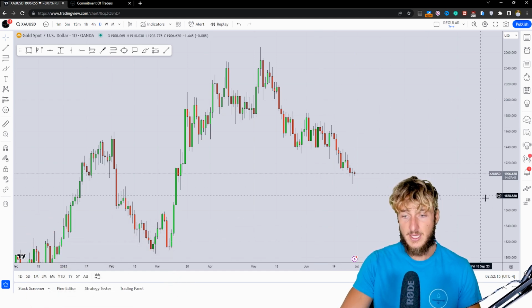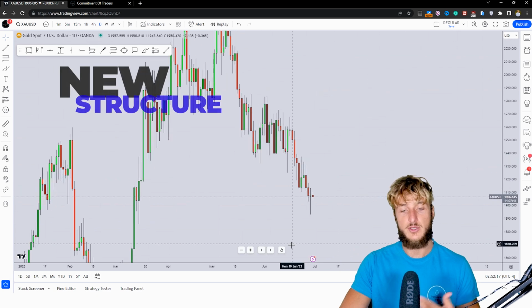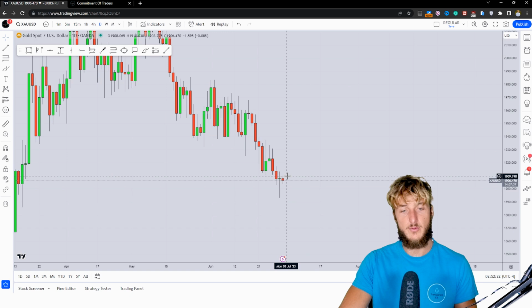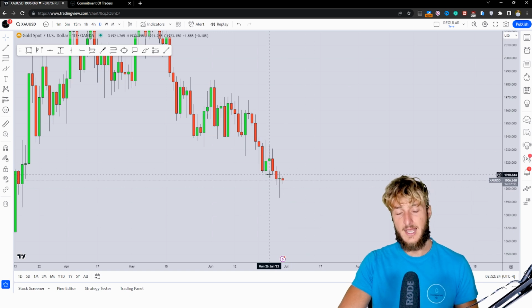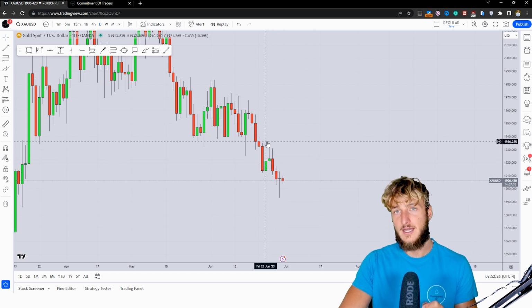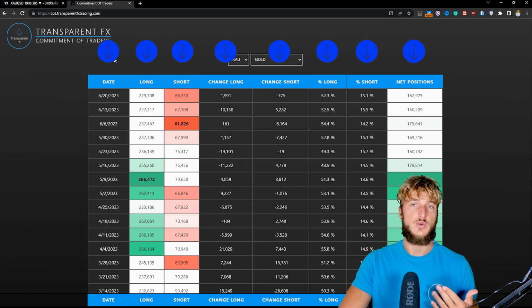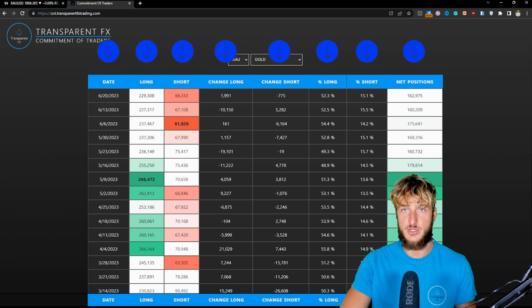Now, at the moment, it's definitely time to identify the new structure that the market has created, also from a daily perspective. But before we dive deep into the technicals from a daily perspective, let's first go and see what we have when it comes to the commitment of traders, so the COT data, which is what the non-commercials, so the big players in the market, are doing, which are essentially hedge funds.